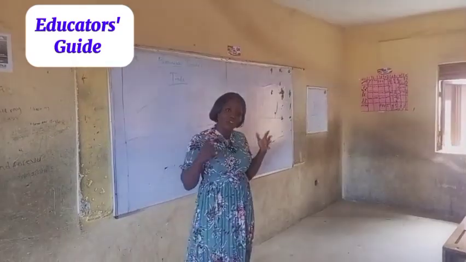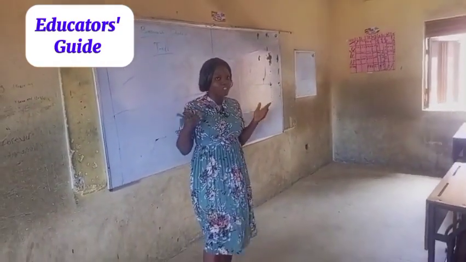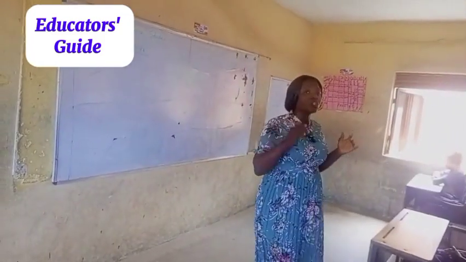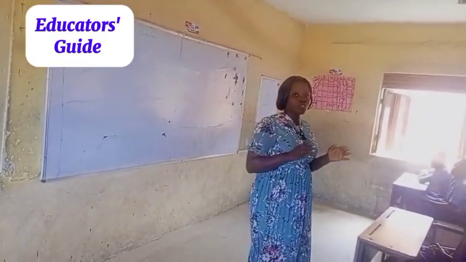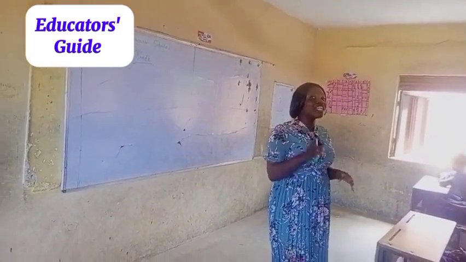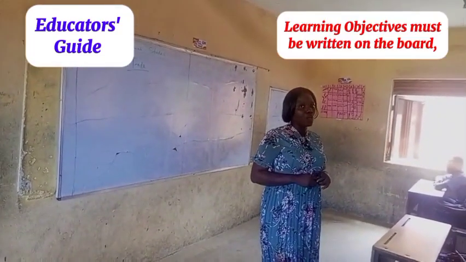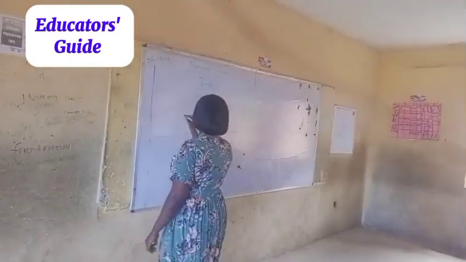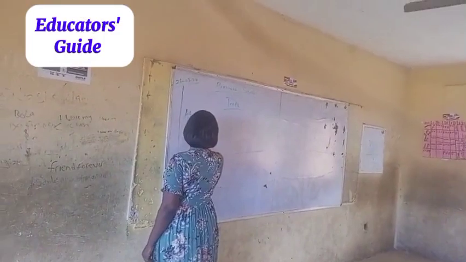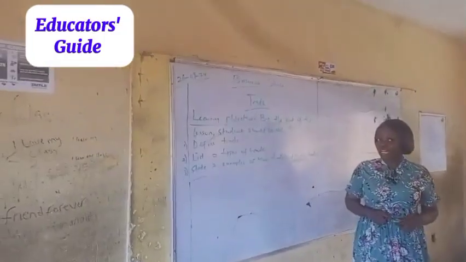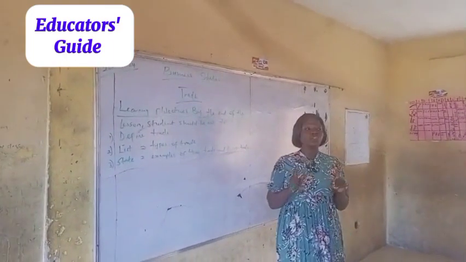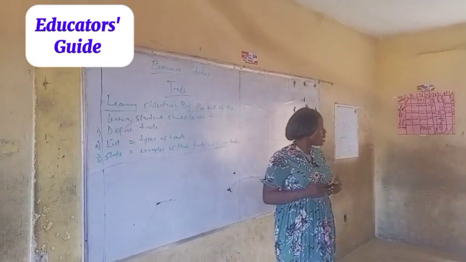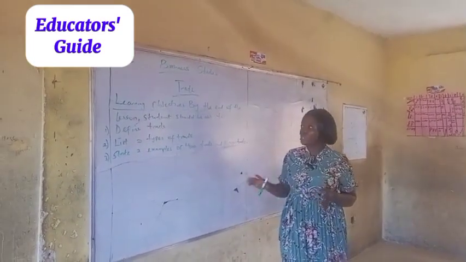Now the next thing, you can start. Watch me as I do it. If there's anything I want you to note, I will tell you. After you have introduced the topic to them, the next thing is to write your learning objectives on the board. These are my learning objectives. So after the introduction of the topic, the next thing is to write out the learning objectives.